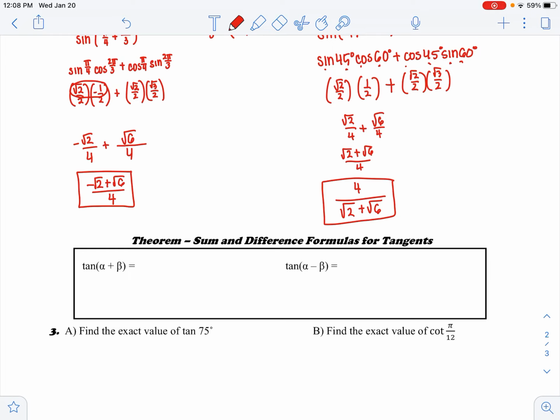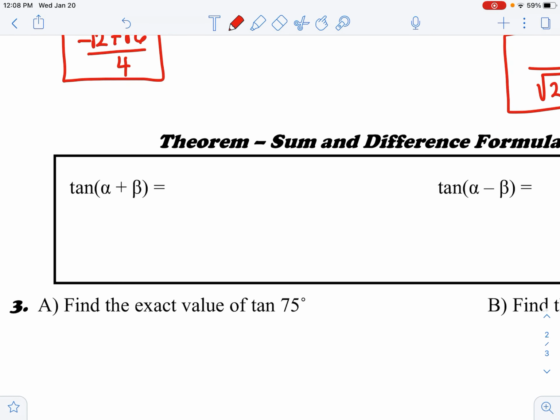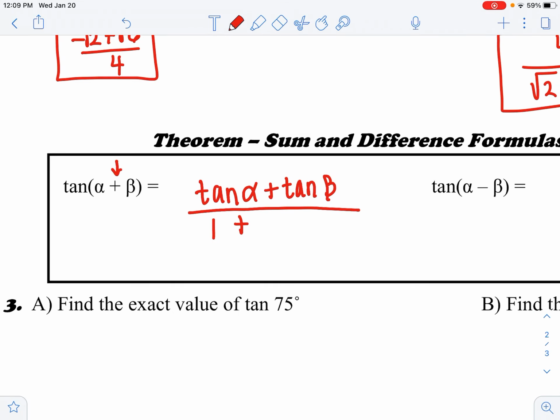Last but not least, we have tangent. Okay. So tangent's formula looks like this. First off, it's a fraction. It's the first thing I do to remember it. The numerator is like if you distributed the word tangent to each of those. So it's tangent alpha plus tangent beta. That's the numerator. The denominator is 1, and then this sign's different. So if that's plus, it's minus. And then these two multiplied. So tangent alpha times tangent beta.